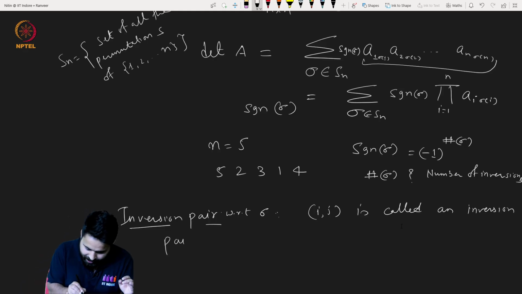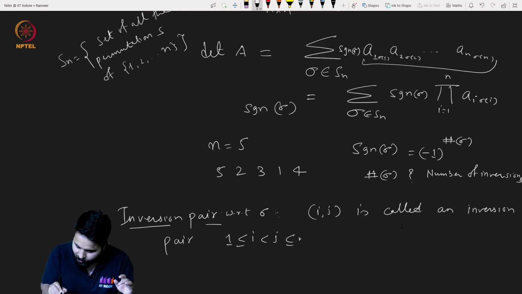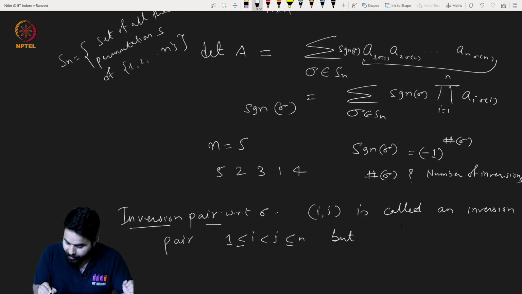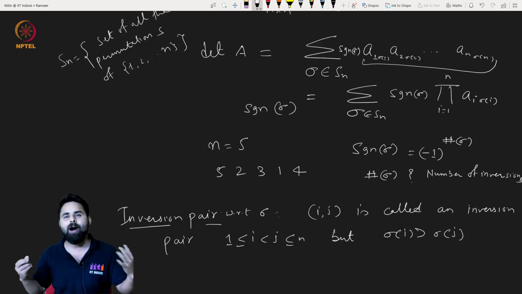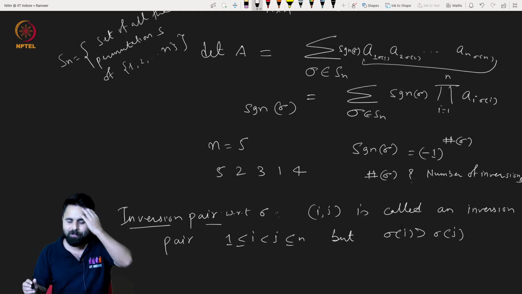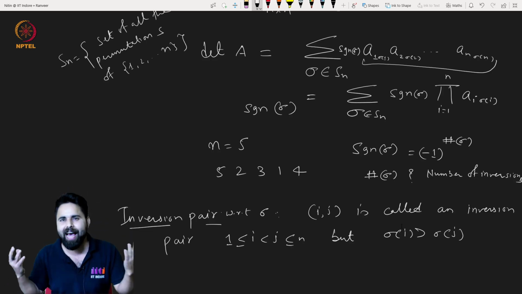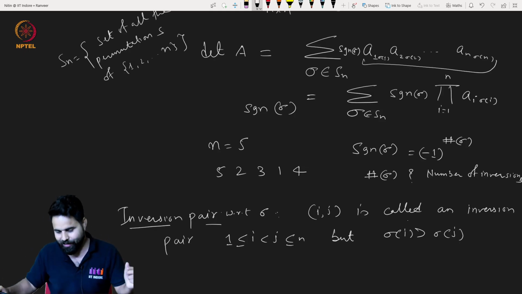if i is less than j. By the way, both of these are greater than or equal to 1 and less than or equal to n, so i and j are both between 1 and n. But sigma i is greater than sigma j. Basically, they are out of order with respect to your permutation. I hope the definition is clear. Now let us see this with the help of an example when the matrix is 3 cross 3.